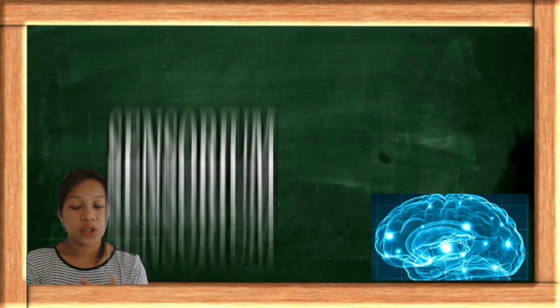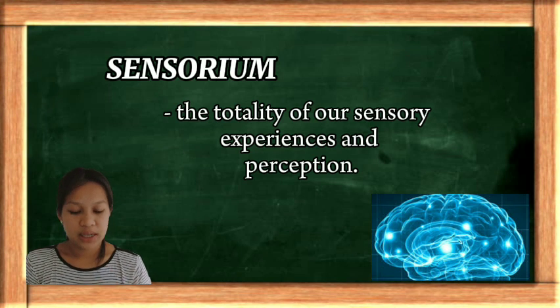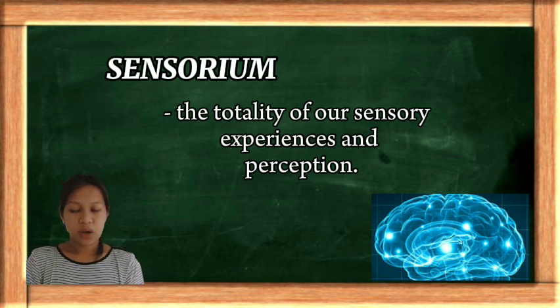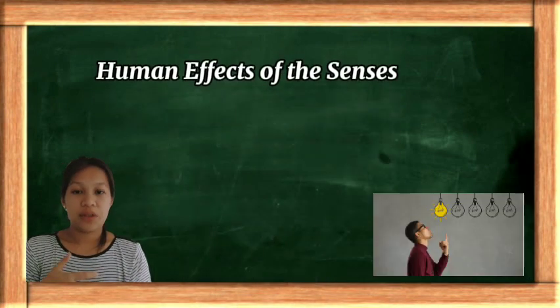These five senses comprise our sensorium. The sensorium is the totality of our sensory experiences and perceptions. When we receive information from our environment through the senses, our brain has the ability to organize and interpret those numerous stimuli into meaningful ideas that are useful for our choices and also for our behaviors. So let us proceed to the human affect and the senses.